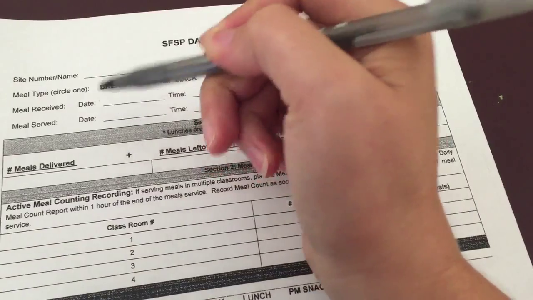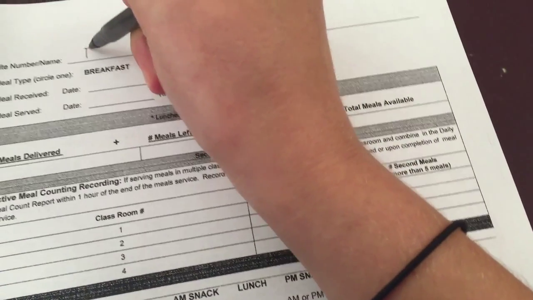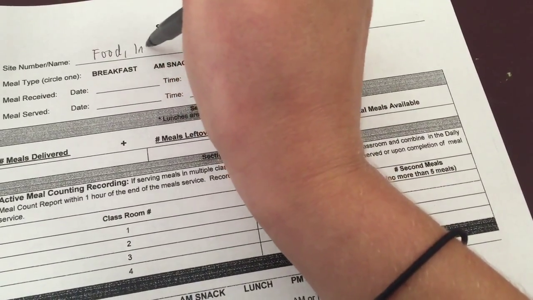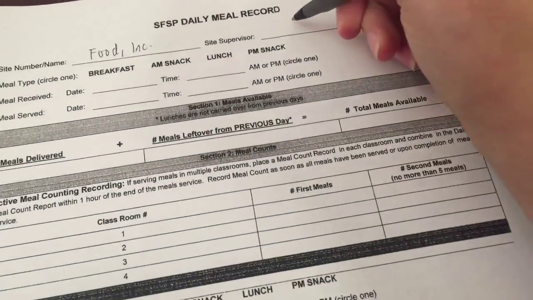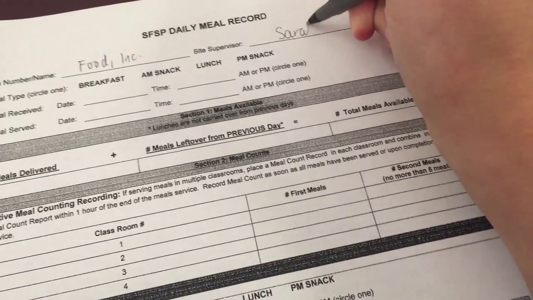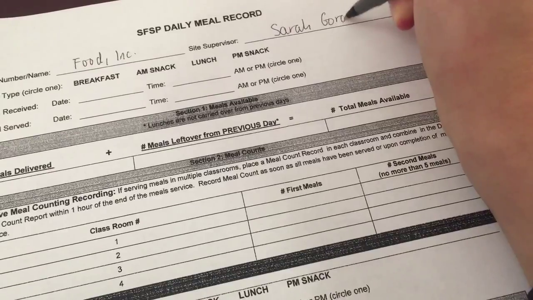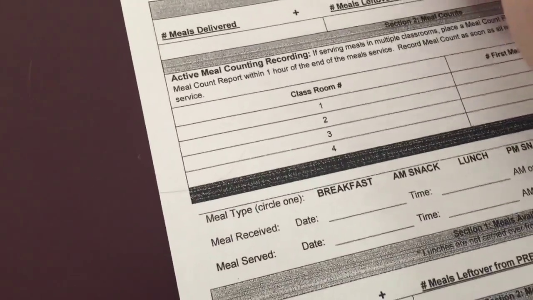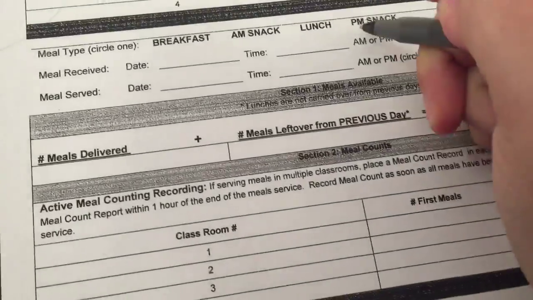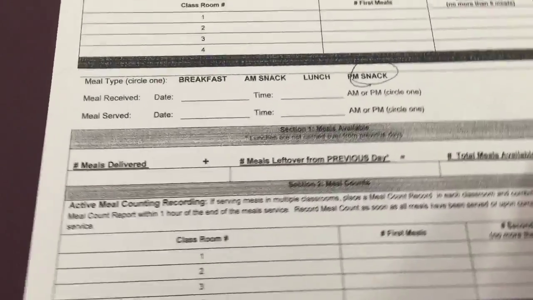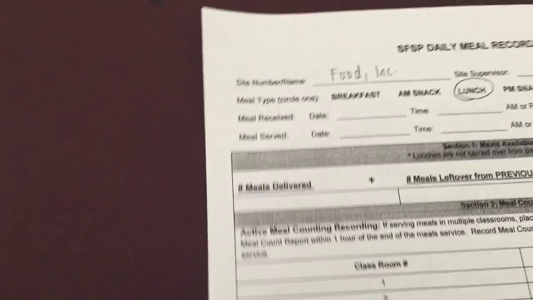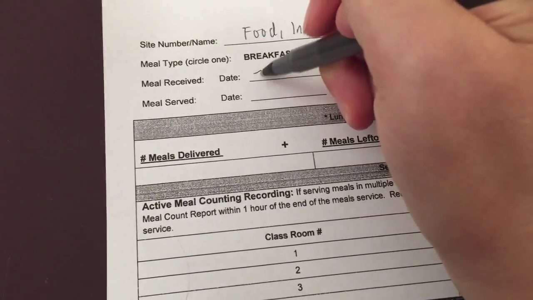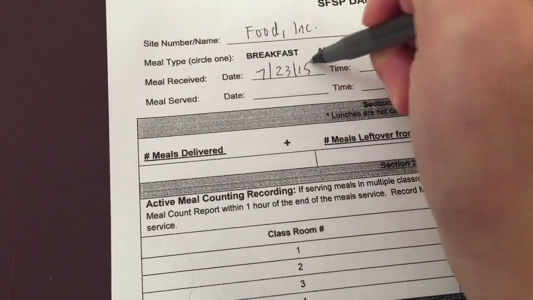So here at the top you put your site name, so I'll put my imaginary site again, Food Inc. Site supervisor is whoever is the assigned site supervisor, so I'll put my own name. And then there are 2 meals on each sheet. So if my first meal is lunch, I'll circle lunch, and if my second meal is PM snack, I'll circle that. So at the top here, we just want to put the date, whatever the date is.